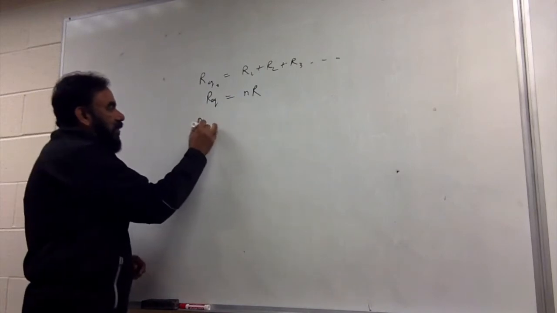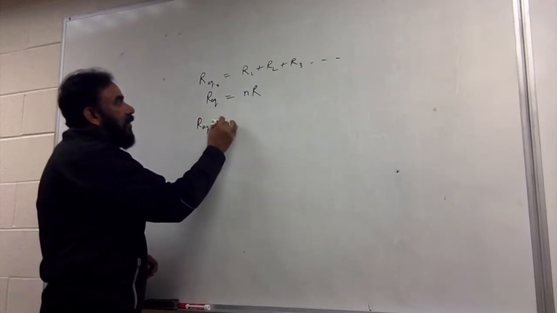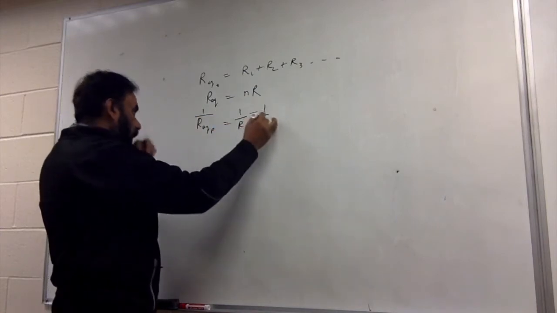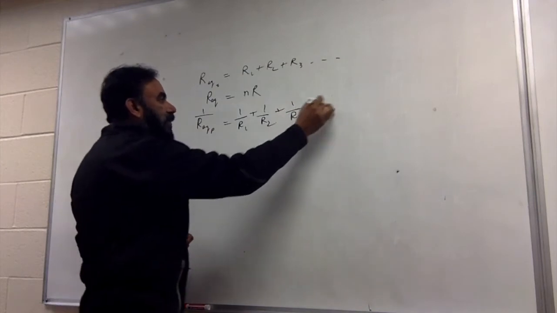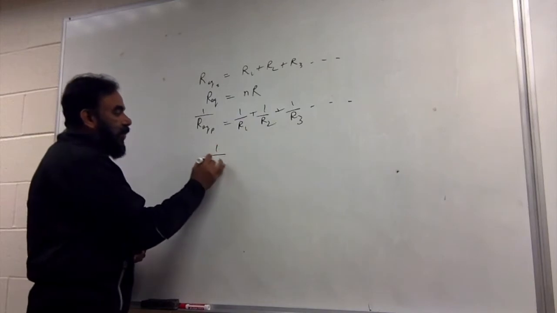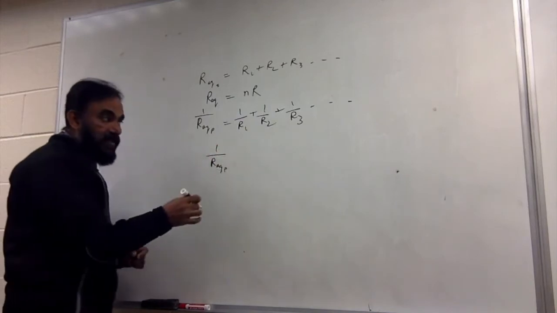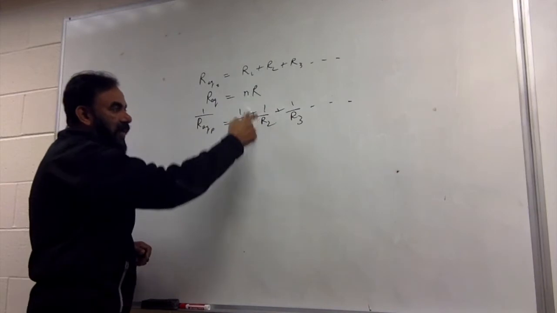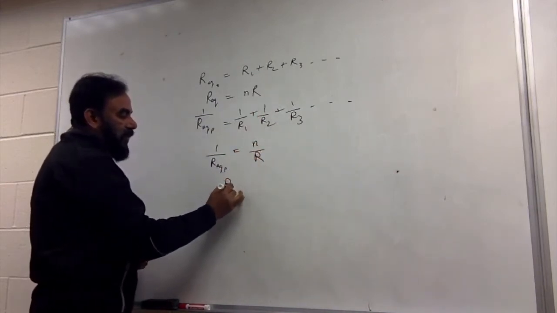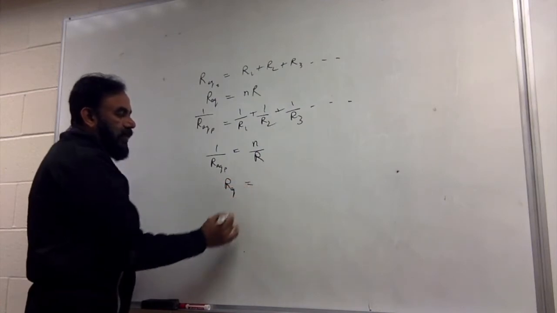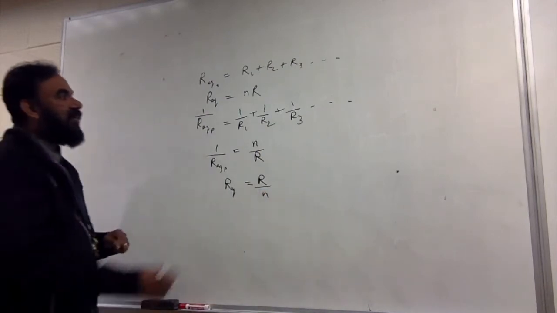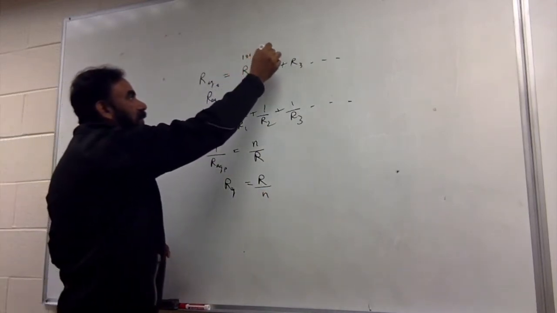Now in parallel combination, 1 over R equivalent in parallel is equal to 1 over R1 plus 1 over R2 plus 1 over R3, etc. Now if you have identical resistors in parallel, 1 over R equivalent will be 1 over R plus 1 over R plus 1 over R. If there are n of them, it will be n over R. So what is R equivalent then? R over n.